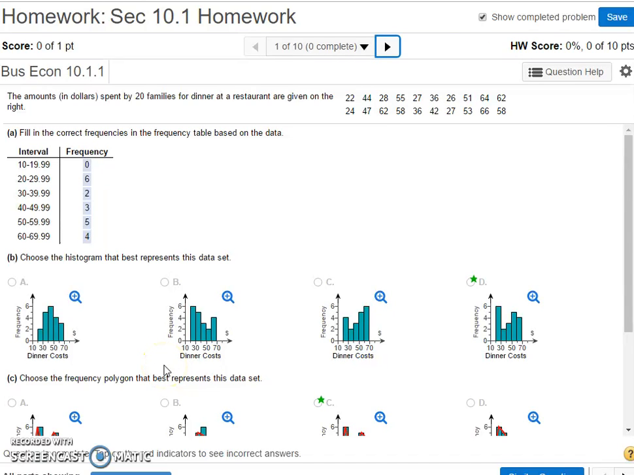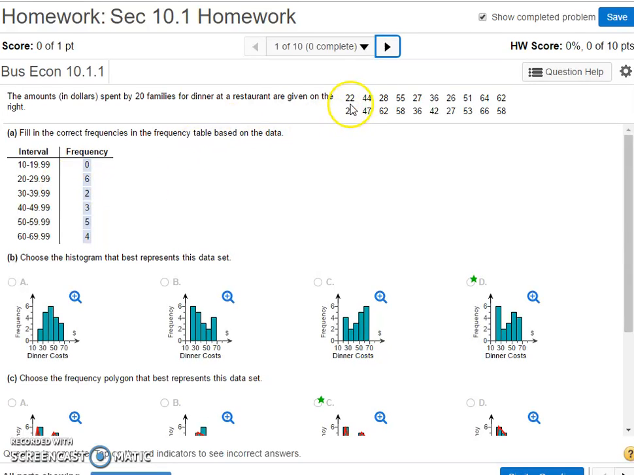I wanted to give you a couple hints on Chapter 10 homework. So the interval is going to be the numbers that fall between. Here, this interval starts at 10 and goes up to 19.99. If you look at the data set up here, there are 0 numbers that fall in between. The frequency is basically going to be your count. Then I go to the next one, 20 to 29.99.